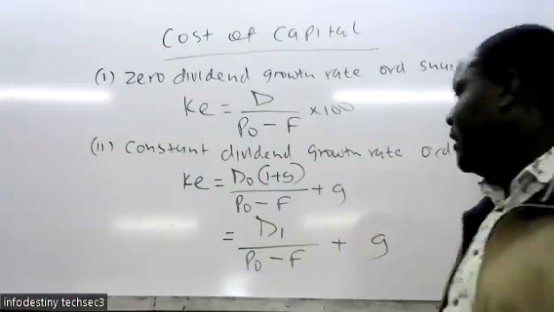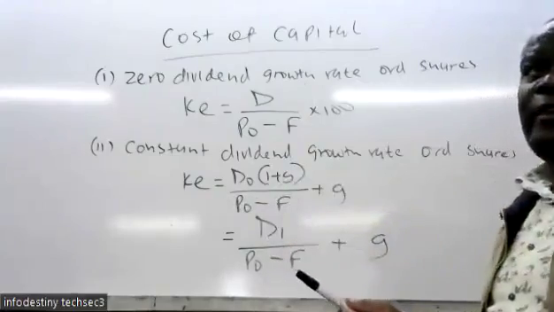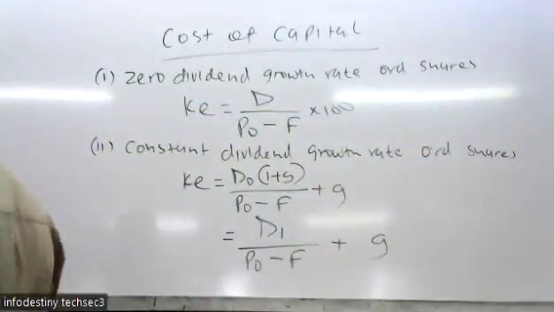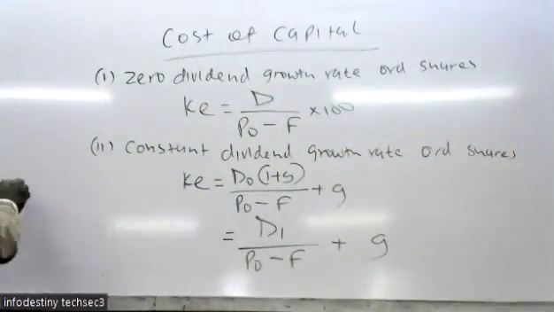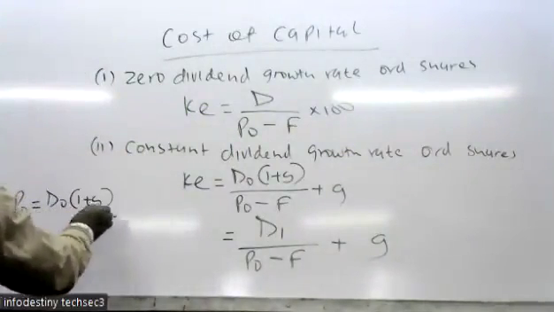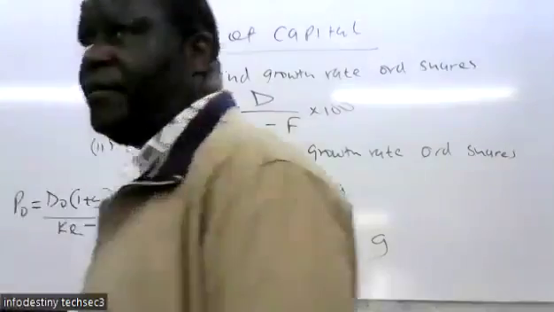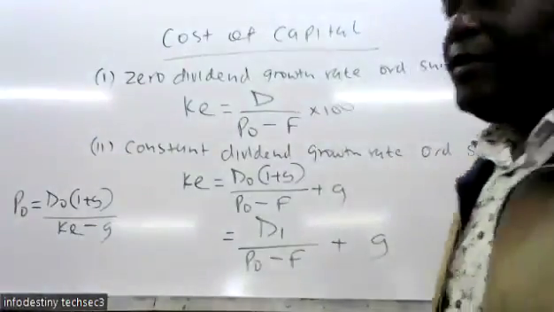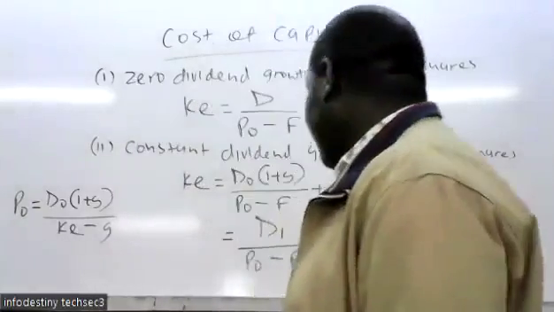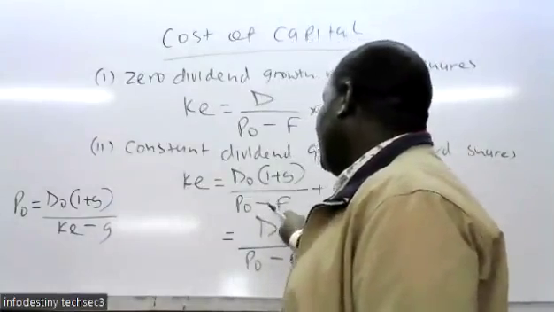We know this except the flotation cost, but they were there when you were calculating the value of the ordinary share. Remember the value for the ordinary share with a constant growth, it was P0, given by D0 times (1 plus g) divided by KE minus g. So remember that formula? We are making KE the subject. When you make KE the subject, it will be like this. The only item I've now added is what?